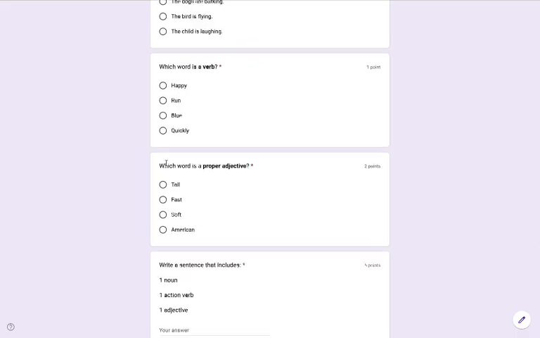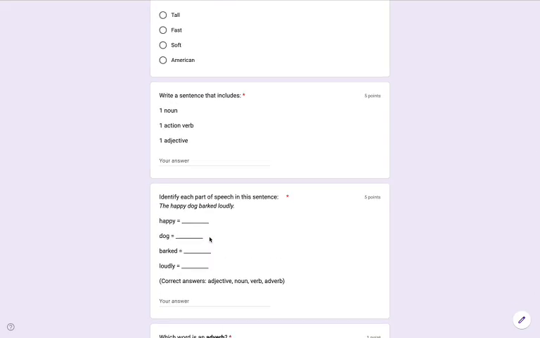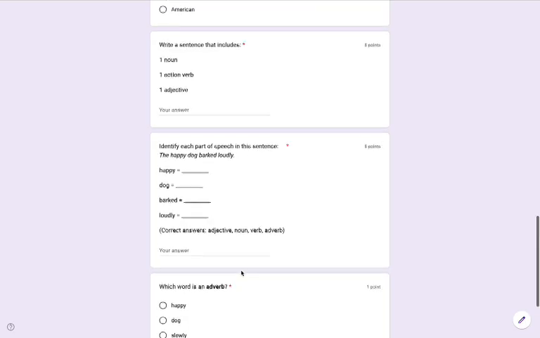And we have this question, which is another 2-point question. Which word is a proper adjective? We have tall, fast, soft, and American. And that's 2 points, but it's also a harder question. And then we have 2 short answer questions. Write a sentence that includes 1 noun, 1 verb, and 1 adjective. And they will put their answer here. That's worth 5 points in this one as well.